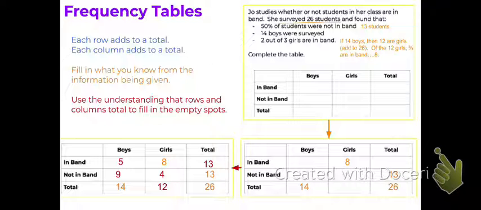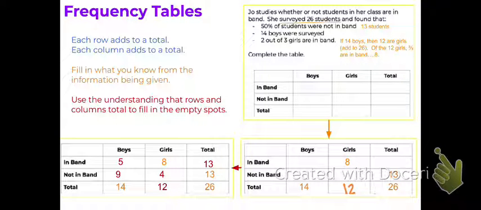And then it says 2 out of 3 girls are in band. So first, if we know that 14 boys were surveyed, then we can fill in this right here. This must be 12 because 14 plus 12 adds to 26. Now I can use the fact that there's 12 total girls and 2 out of 3 are in band. Then I'm just finding what is 2/3 of 12. That's how I figured out the 8.